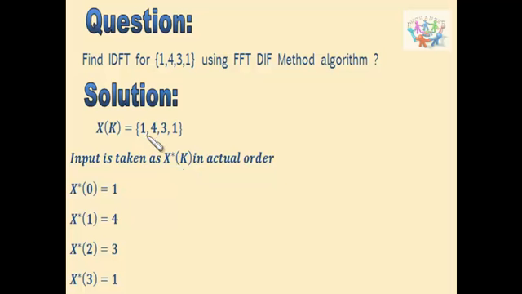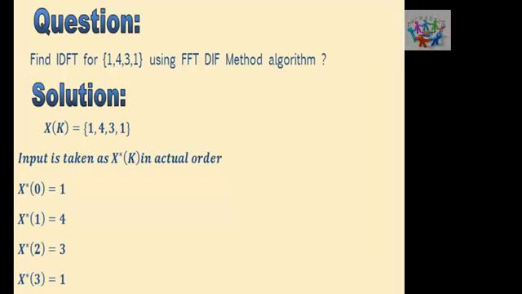Over here we don't have any complex numbers, that is i or j, so the numbers will be written as it is. So x star of 0 will be 1, x star of 1 will be 4, x star of 2 will be 3, and x star of 3 will be 1.